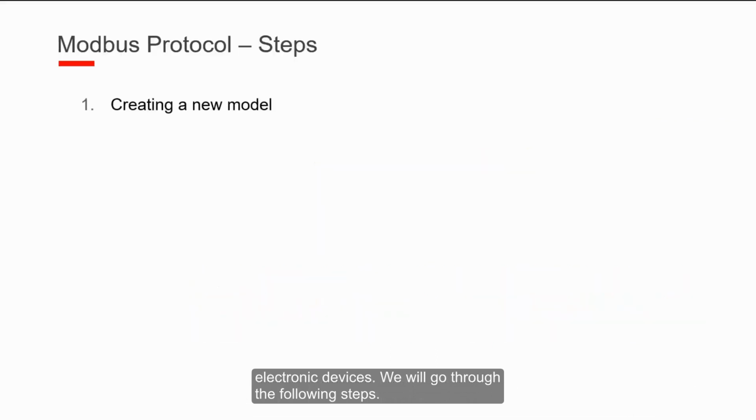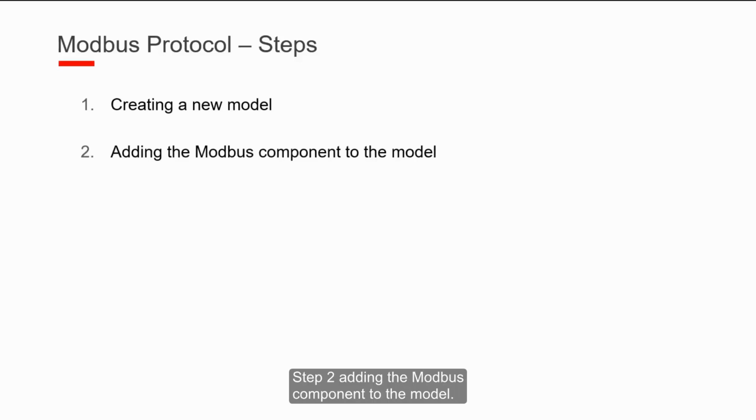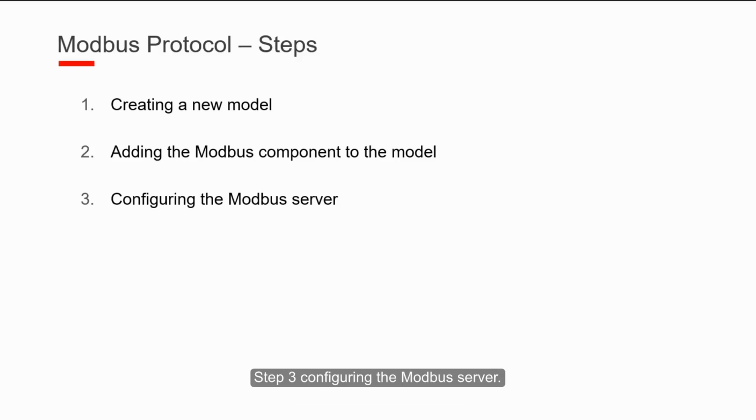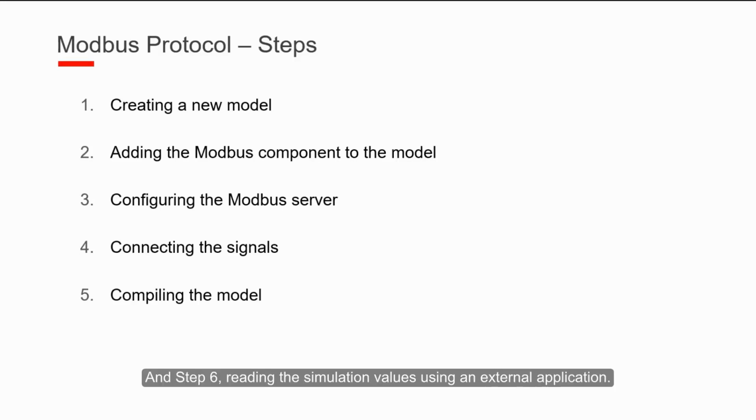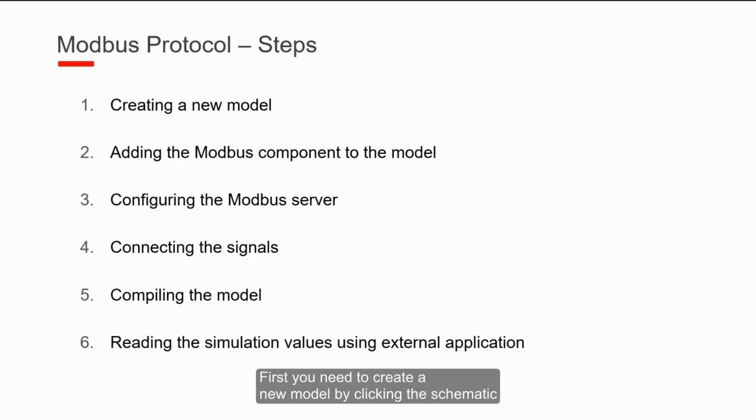We will go through the following steps. Step 1. Creating a new model. Step 2. Adding the Modbus component to the model. Step 3. Configuring the Modbus server. Step 4. Connecting the signals. Step 5. Compiling the model. And Step 6. Reading the simulation values using external application.